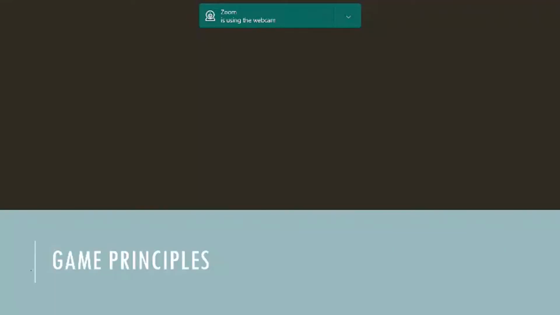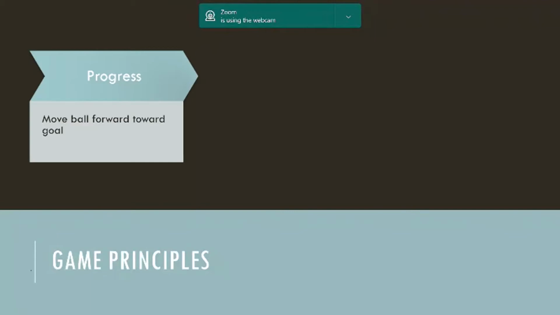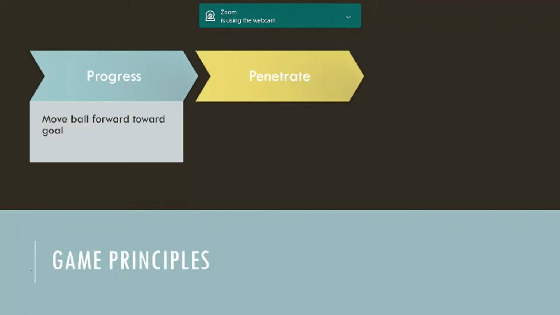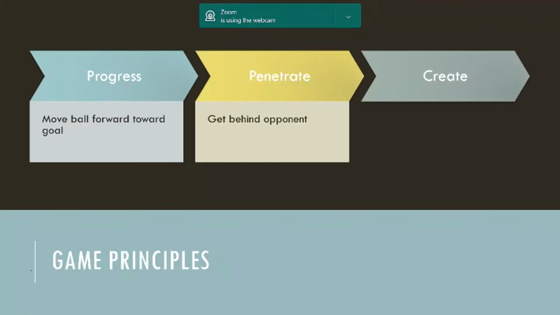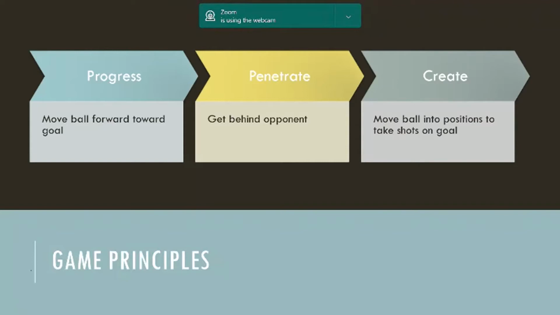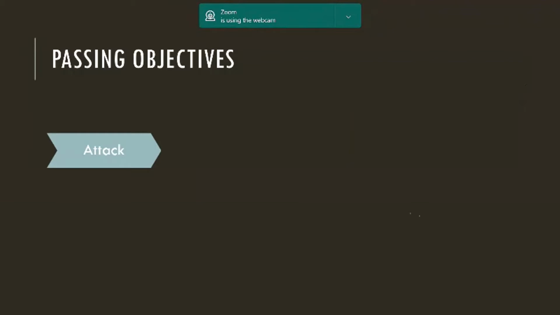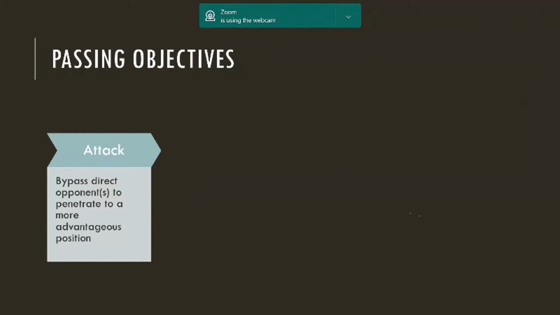So we go back to game principles again. We're going to talk about passing, but it's the same thing. Progress, move the ball forward to goal. We penetrate. We get behind the opponent, and can we create? We pass the ball to get into options to take a shot. So our objectives, very similar. We want to attack with our passes.